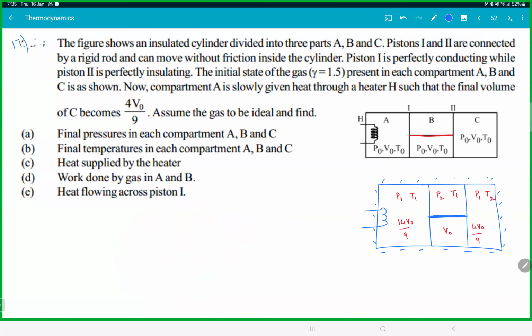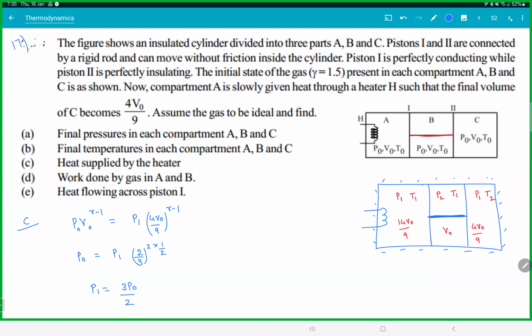So let's find the pressures first of all. Take the C compartment. Gamma is 1.5. So PV power gamma. So P naught V naught per gamma minus 1 is equal to final pressure P1, volume is 4 V naught by 9, gamma minus 1. This is P naught. This is P1. V naught will cancel. 4 by 9 is 2 by 3 square. Gamma minus 1, gamma is 1.5, that is half. 2 will cancel. P1 will be 3P naught by 2. Clear?